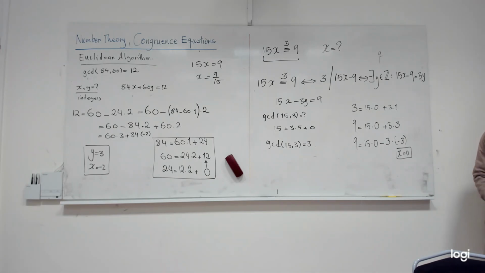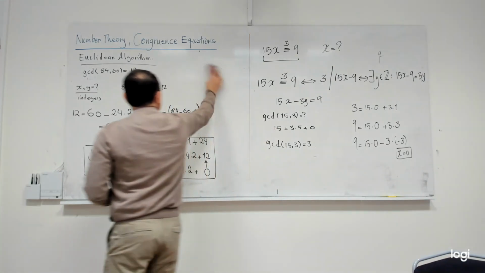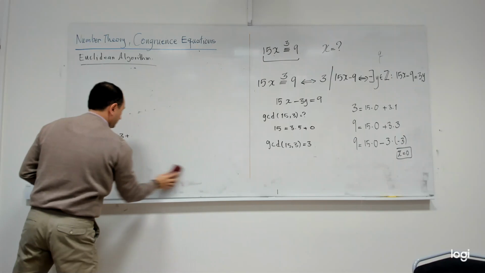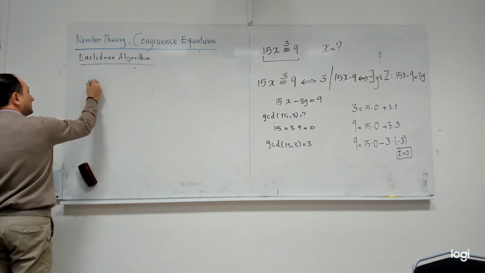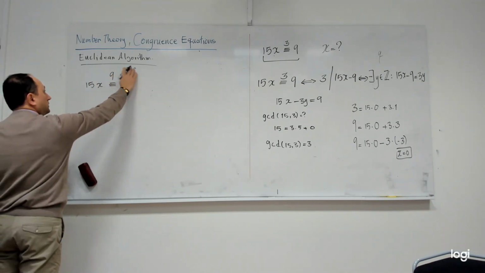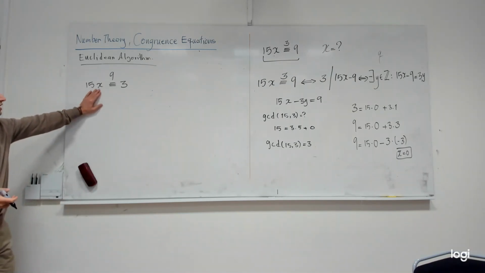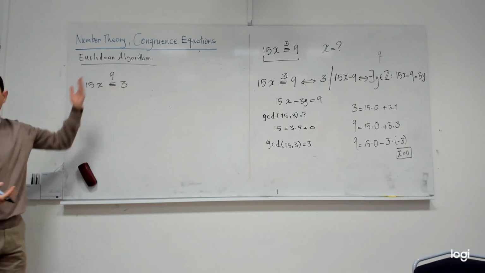Is that clear? So now let me solve the problem in the book. Let me interchange these two. So 15x is congruent to 3 modulo 9. We want to solve this one. But again, for example, do you agree that 2 is again the answer here? Yes? Because this time 2 times 15 is 30. 30 minus 3 is 27. 27 is divisible by 9.